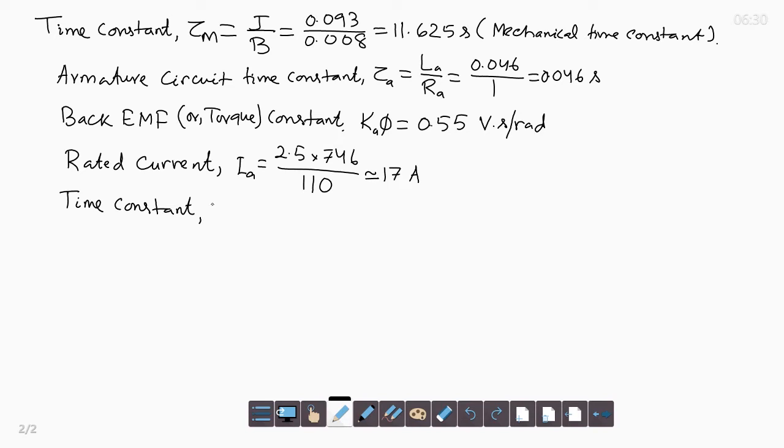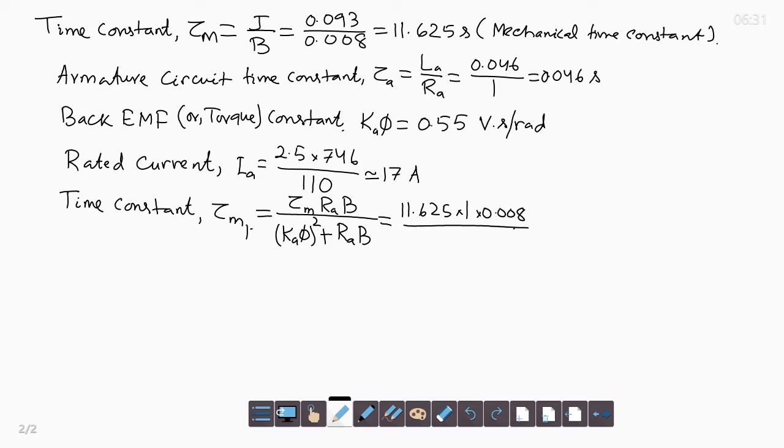Time constant, that is tau m1, which is mathematically expressed as tau m into Ra into B divided by K phi square plus Ra into B. This is the mechanical time constant tau m1, for which you have already obtained the expression. Tau m is 11.625, Ra is 1, B is 0.008 and K phi 0.55 square plus Ra is 1, B is 0.008. So, this tau m1 is 0.3 second.